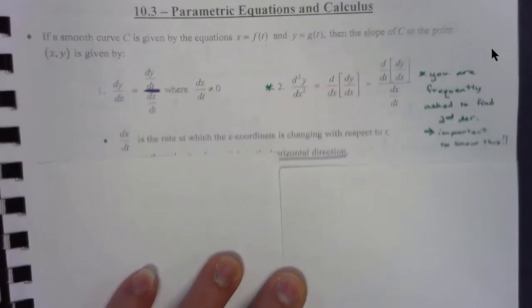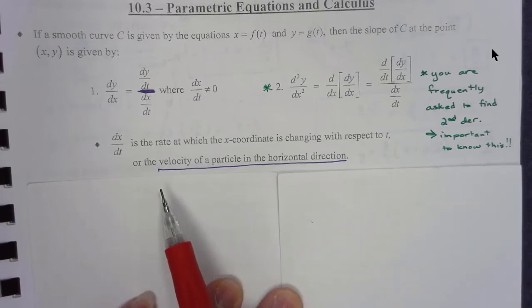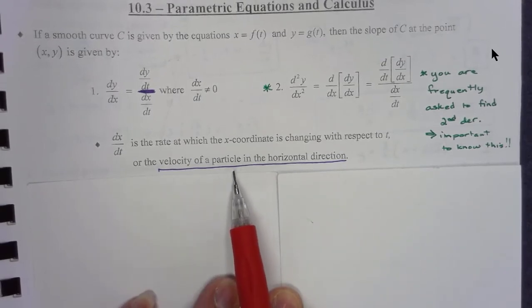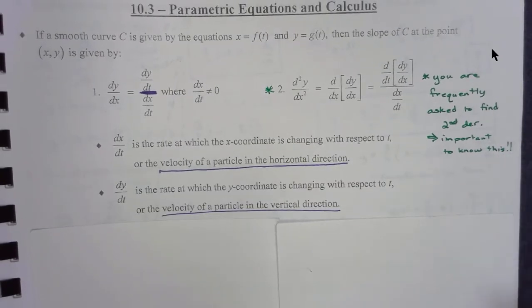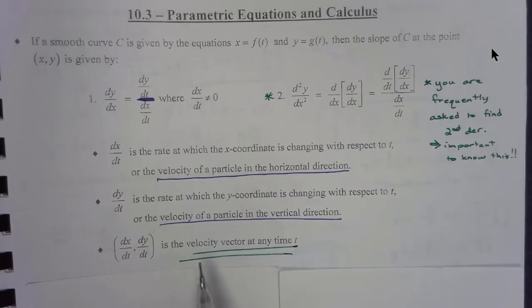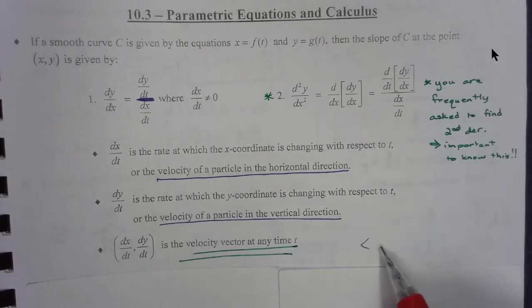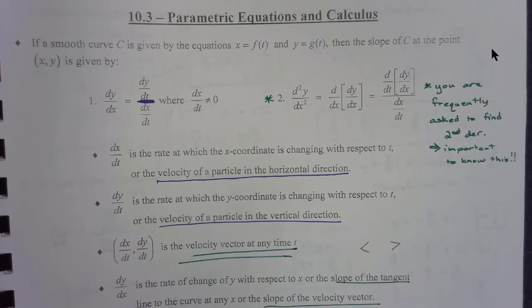Now, dx/dt is the rate at which the x-coordinate is changing with respect to t, or it's the velocity of the particle in the horizontal direction. So dy/dt is the rate at which the y-coordinate is changing with respect to t, or it is the velocity of the particle in the vertical direction. (dx/dt, dy/dt) is the velocity vector. Sometimes you see it done in parentheses, sometimes you see it done like this. Either way, here's your velocity vector at time t.